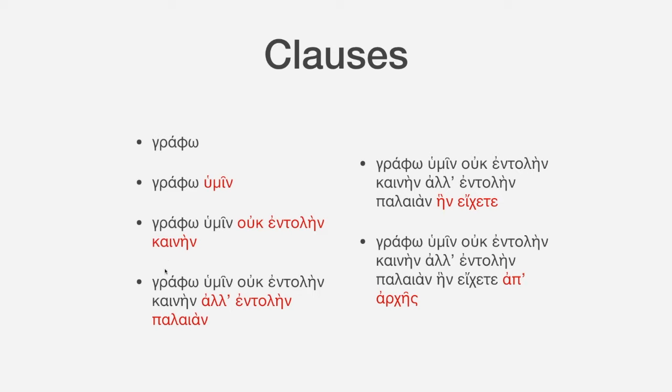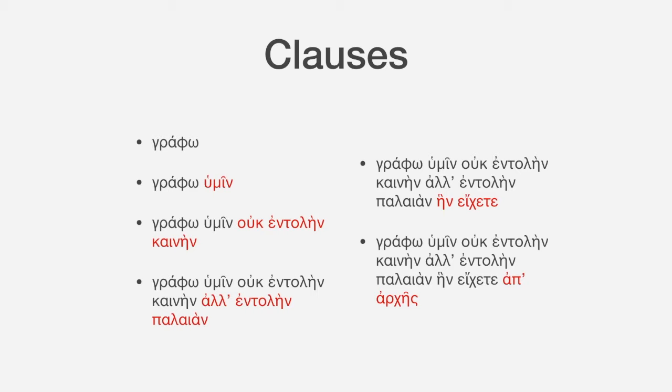So look at the way the units are building up here. I write to you, uk entolein kainen, not this thing, but this other thing, but entolein palayan, not commandment new, but commandment old. And then we add another one, commandment old, which you have, or you could say which you have had. So you've got, I write to you not commandment new, but commandment old which you have had. And then the final thing we add is from the beginning, ap archais, from an archaic time, as you might think about it. So you see how we just progressively add on more and more orbits, you could say, to this system.